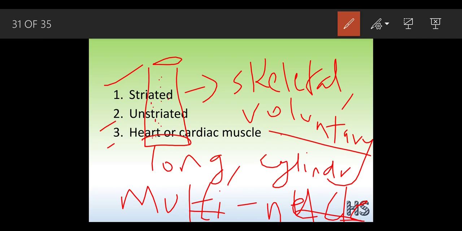These skeletal muscles constitute about 50% of your body weight. Suppose your weight is 70 kg, so around 35 to 40 kg of your body weight is made up of this striated muscle. Those striated muscles are very important.